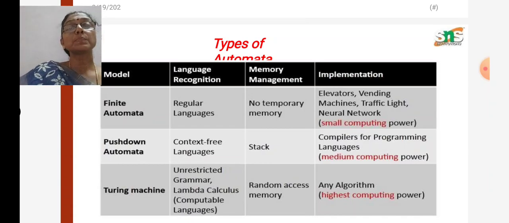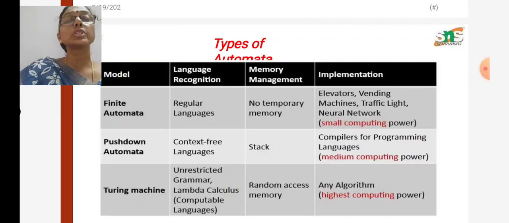The second one is the push-down automata. The language recognized by the push-down automata is the context-free languages. The memory required in the push-down automata is stack memory. In real-time applications, compilers use the push-down automata. The compiler requires a medium computing power.